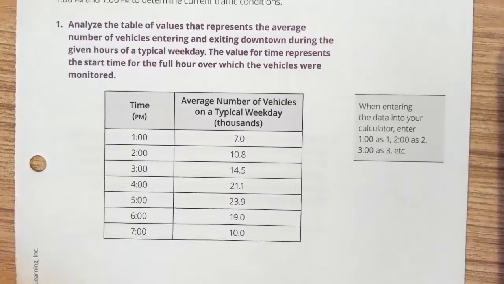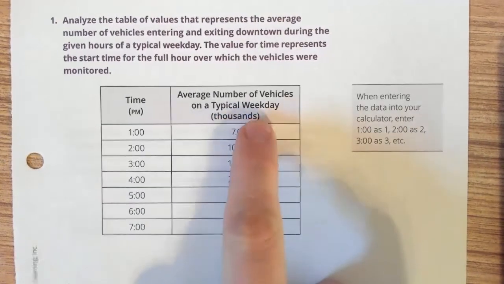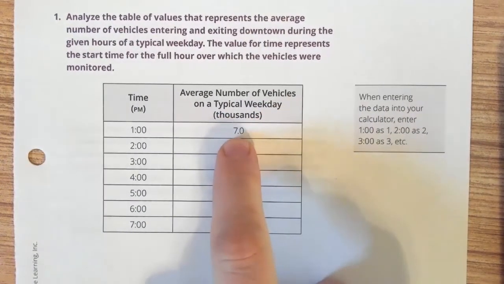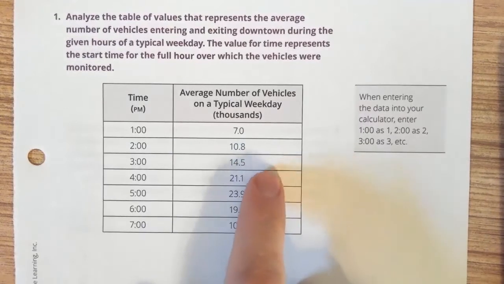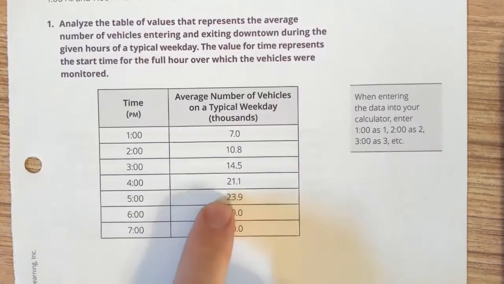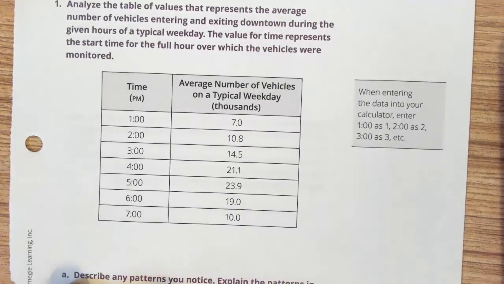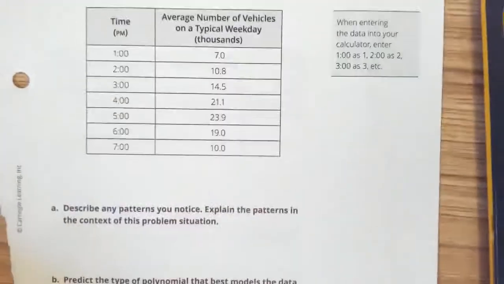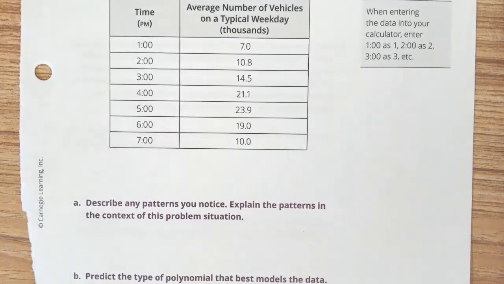It looks like at 1 p.m., there were around 7,000 vehicles that entered and exited that highway. At 2 p.m., there's 10.8 thousand vehicles. It looks like it eventually reaches a peak at 5 p.m. and then dwindles back down as we approach nighttime. So that's really how I would answer question A. Describe any patterns.